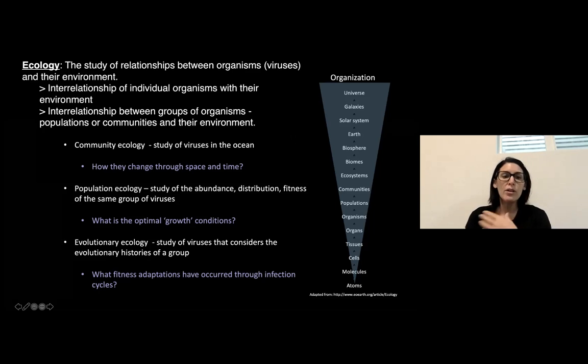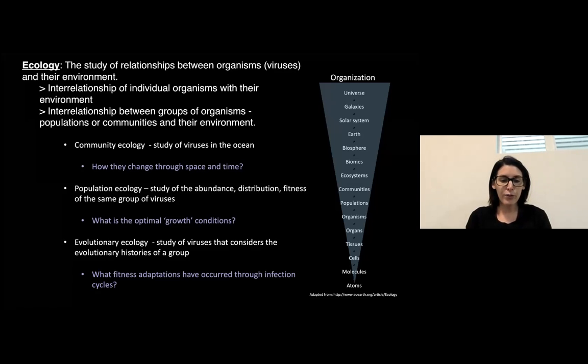And so on a community ecology level, this could be the study of viruses in the ocean. Also very fundamental is how do they change through space and time. If we move down to a population level, we can start to think about what is the abundance, distribution, and fitness of the same group of viruses, right? And so also trying to identify what are those optimal growth conditions or replication conditions.